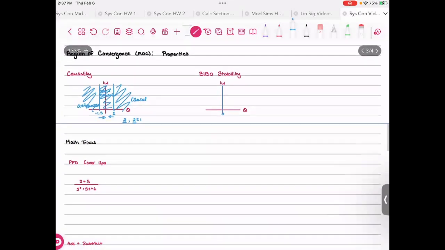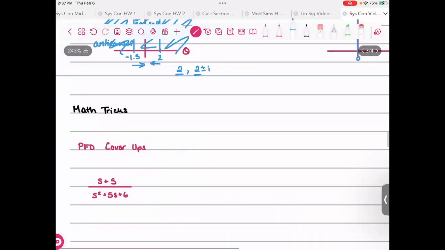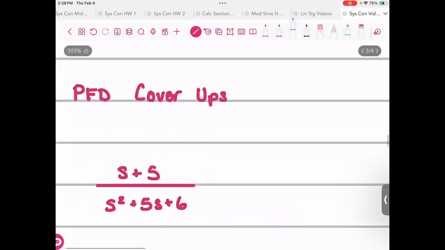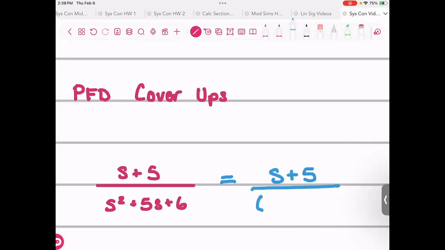When you're calculating all these on different exams and on your homework, there are a few math tricks that Dr. Sarma goes over that are really helpful. So I'll just review those briefly here. There's a way to do partial fraction decomposition that does not involve as much intimidating algebra, perhaps. So we'll go over that here. So if we have (s+5)/(s^2+5s+6), we can factor the denominator into (s+2)(s+3).